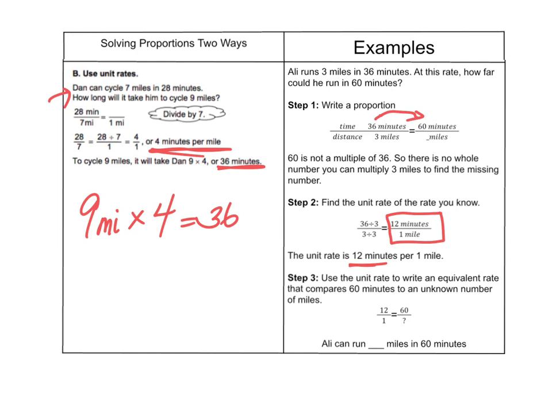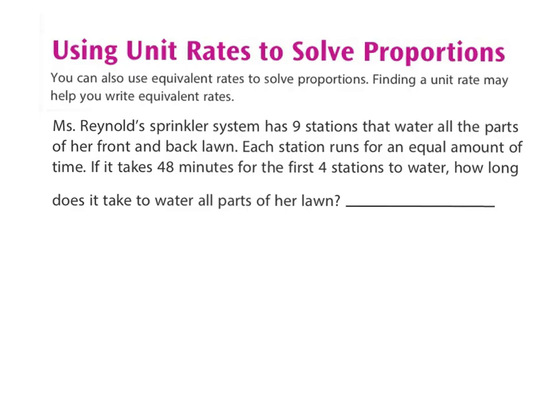So now we can use that unit rate to figure out that unknown. So we can think, 12 times 5 gets me to 60. So 1 times 5 will get that unknown. So Allie can run 5 miles in 60 minutes.